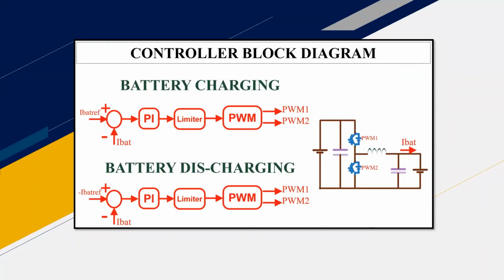Here, we used a negative feedback system to calculate the steady-state error, for which we used a PI controller to stabilize the system and minimize the steady-state error. And then the limiter here helps the current to flow within the reference range. Thank you.